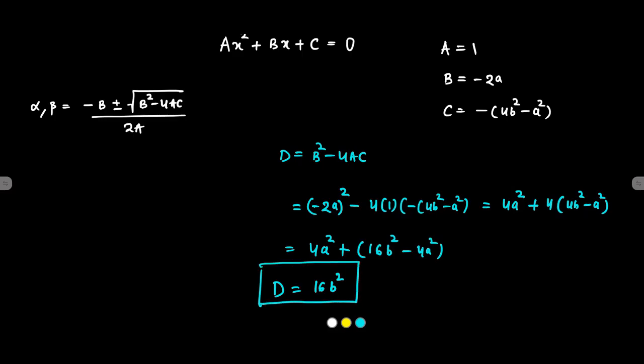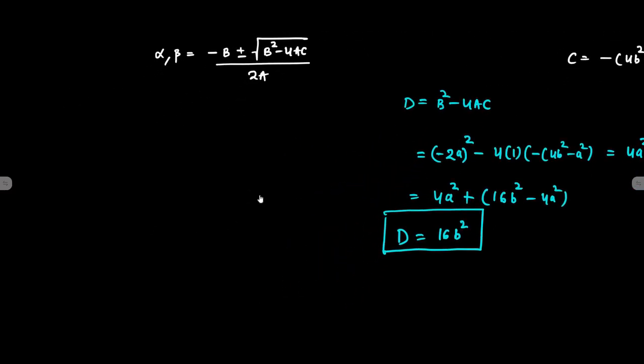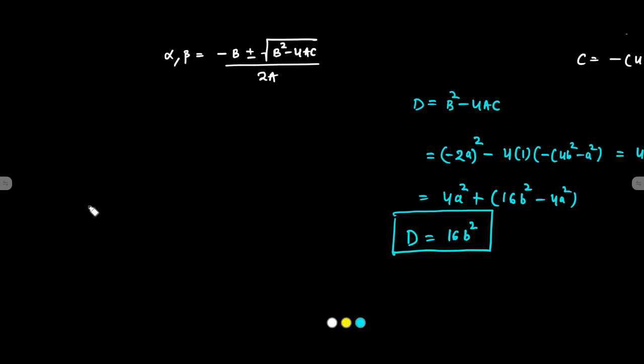So now simply we have to put this value in the quadratic formula to get the value of the roots. So the roots alpha, beta will be equal to minus b. So minus b is how much here? b is equal to minus 2a. So minus of minus 2a plus minus root over of D, which is equal to 16b square, by 2a. a is equal to 1.